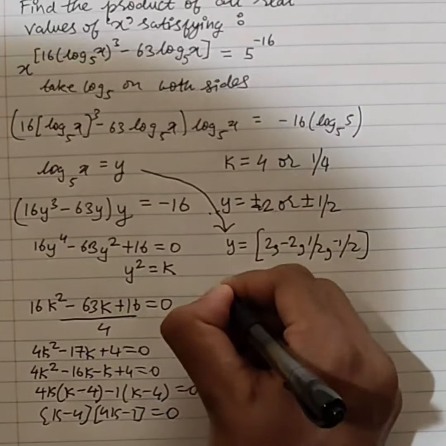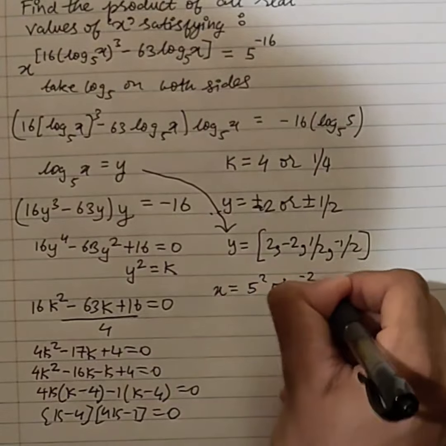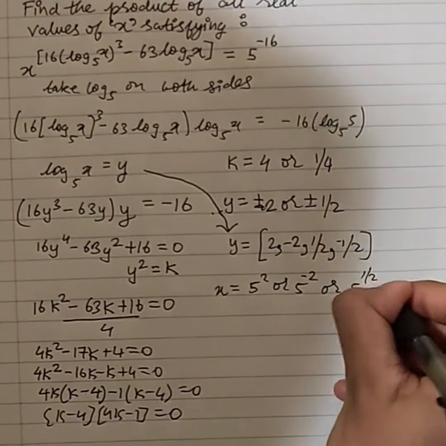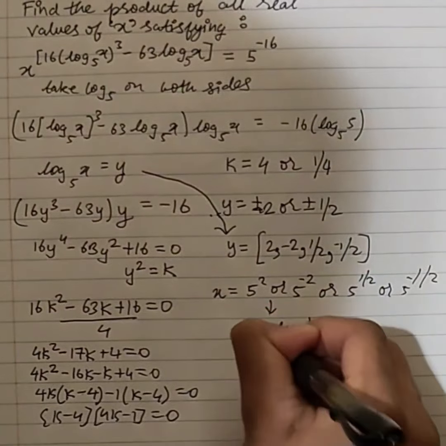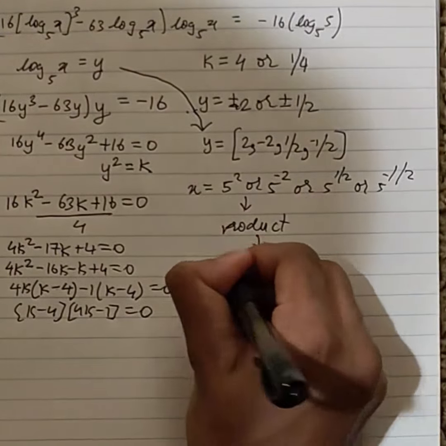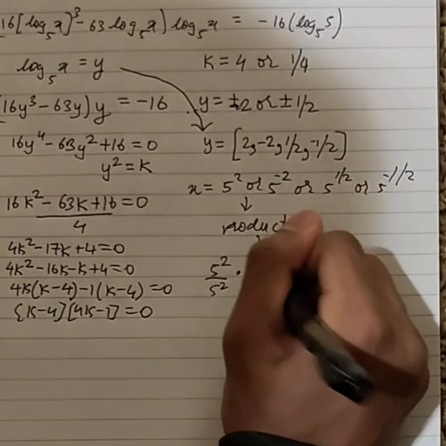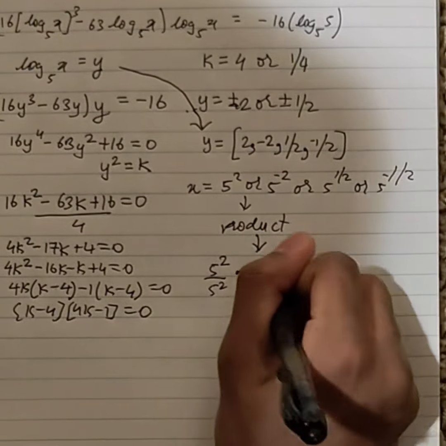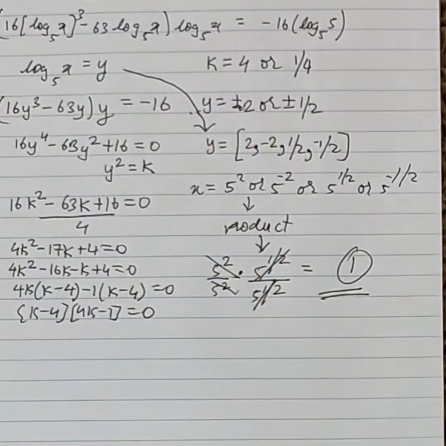So what we're basically finding is x equates to 5 squared, or 5 raised to the power negative 2, or 5 raised to the power half, or 5 raised to the power negative half. And since we're finding the product, we're multiplying each term. So 5 squared times 5 raised to the power negative 2 will cancel, so 5 squared multiplied by 5 raised to the power negative 2, and 5 raised to the power half multiplied by 5 raised to the power negative half, using exponential properties. All these terms cancel off with each other to form 1, and this becomes your final answer.